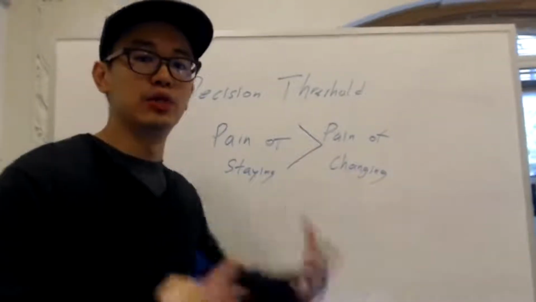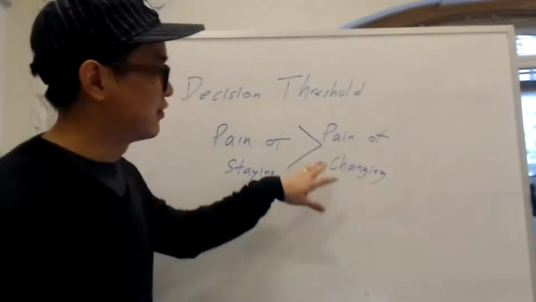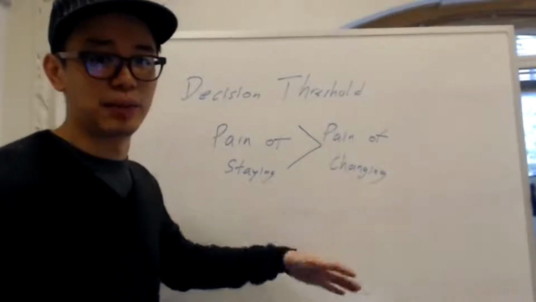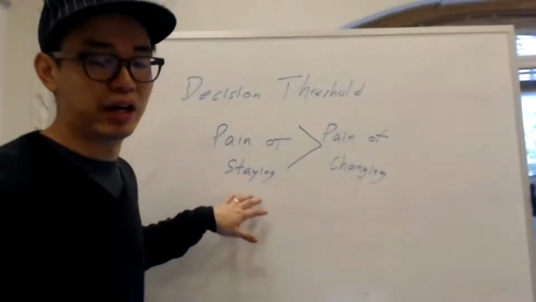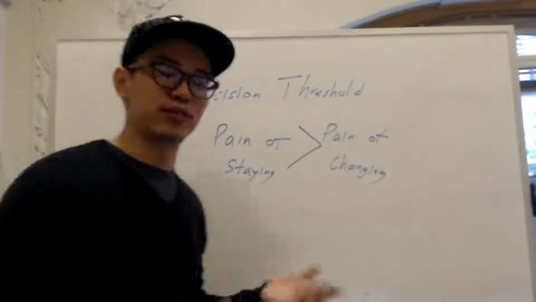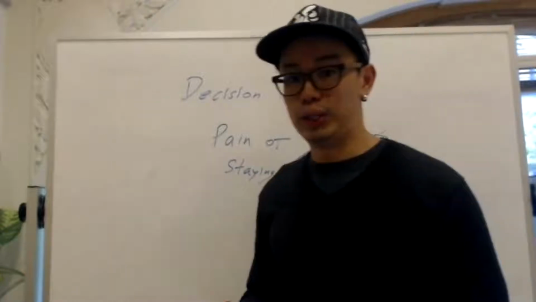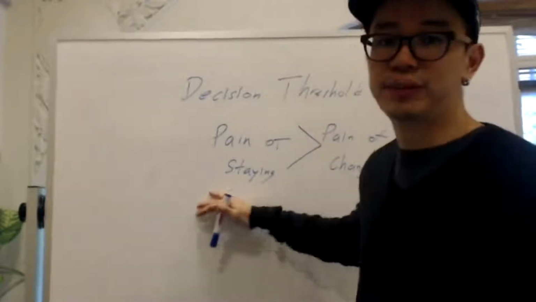Because if it's easier for them to change, like I mentioned, they have a lower expectation of what's needed in terms of results. And that makes the process a lot easier and makes the approval process a lot more simple as well. So this is the first concept, the decision threshold.